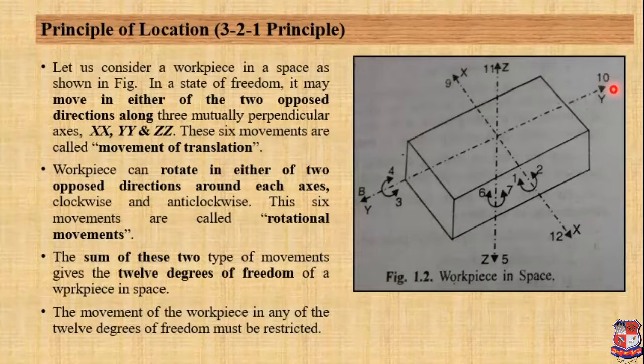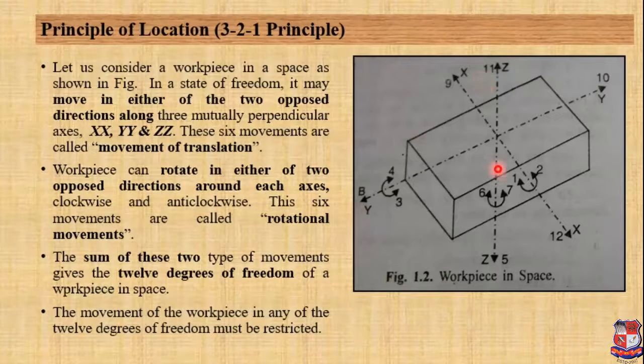So another 2 translatory movements. Here the right side movement is given the number 10 and the left side translatory movement is given number 8. Now let us consider the z-axis. The workpiece can move upside and the workpiece can move downside also. The downside is given number 5 and the upside number is given 11. So all these are the 6 movements which are called the movements of translation.